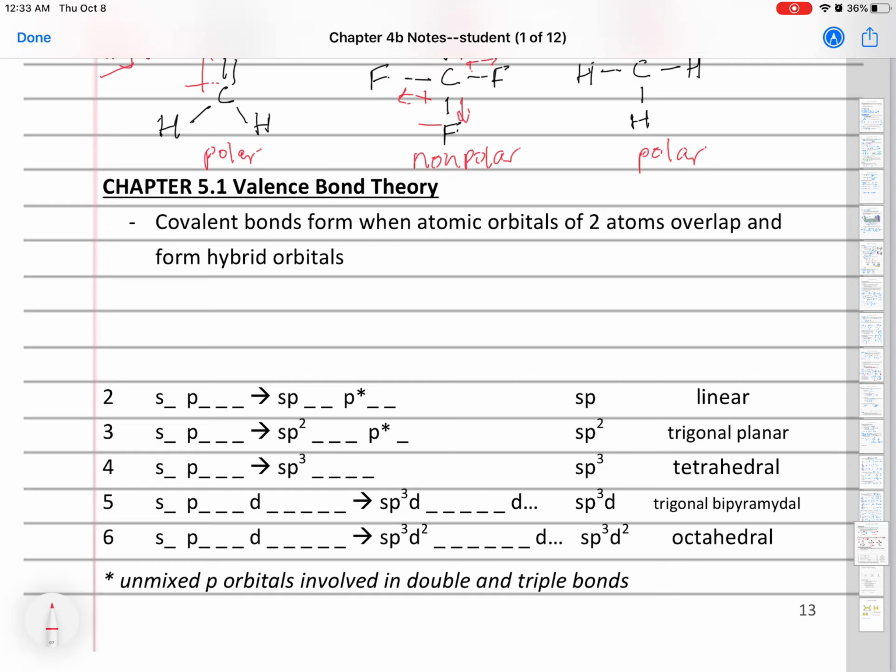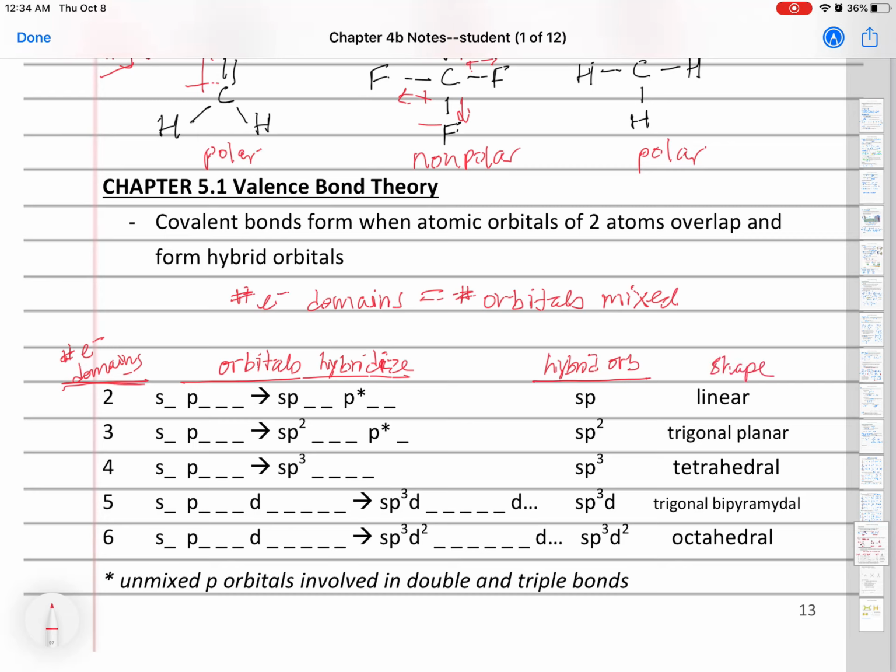All right, so if we take the number of electron domains, we can sort of simplify this. If we take the number of electron domains, that will tell us the number of orbitals that are mixed according to valence bond theory. So if we have the number of electron domains here, we say that these orbitals hybridize. And this is the name of the hybrid orbital, and this is the shape.